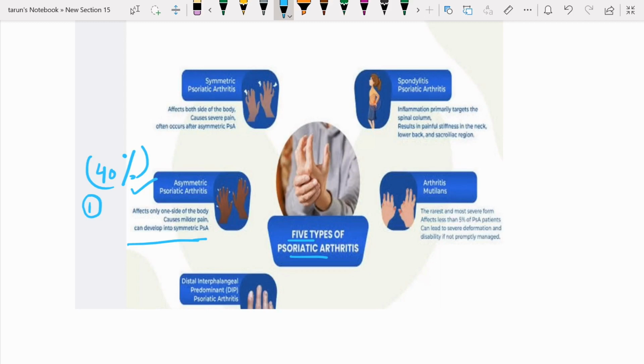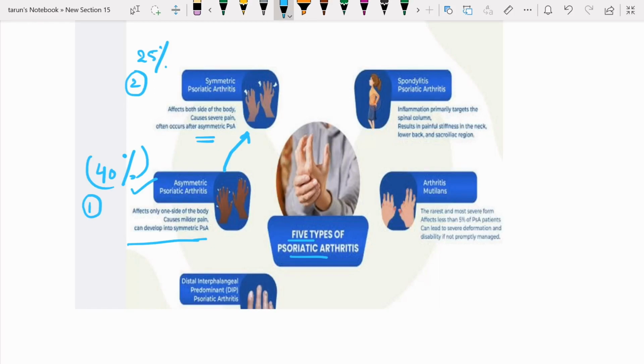Then we have symmetric arthritis, and 25% of patients with psoriasis suffer from symmetric psoriatic arthritis, in which both sides of the body are involved, both hands are involved. It causes very severe pain, and it often occurs after asymmetric psoriatic arthritis. So asymmetric will convert into symmetric arthritis. This is the symmetric psoriatic arthritis.